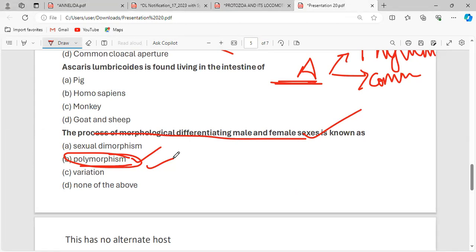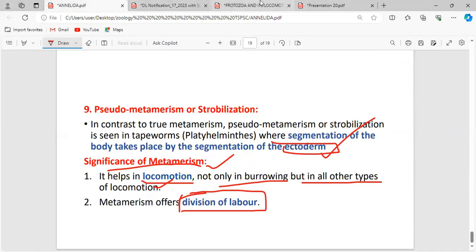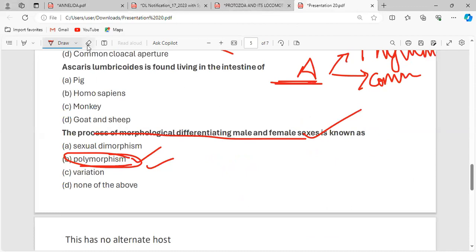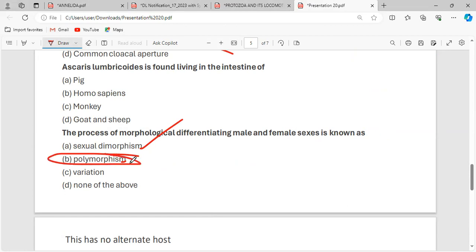What is the point of reading all those important definitions, types, and all those things? There is no use. You have to know the basic things. By knowing the syllabus, you can easily answer this type of question. General characters and classification are important. Clear? So the example for this question is sexual dimorphism, and polymorphism is phylum Coelenterata.